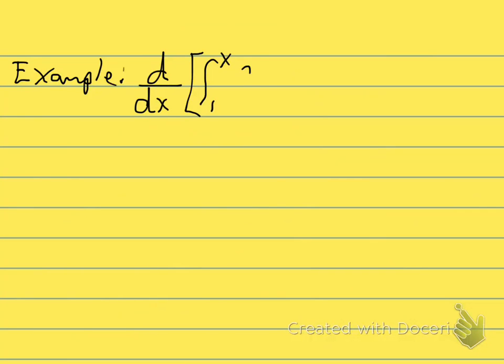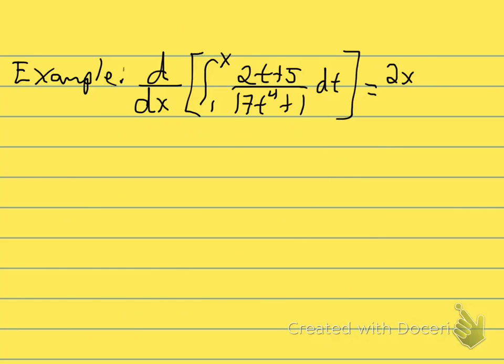Okay. So we'll do one that's real straightforward. Let's say that we want to take the derivative of the definite integral from 1 to x of (2t plus 5) over (17t to the 4th plus 1) dt. Essentially what's happening is the derivative is going to undo the antiderivative, and we'll be left with the original function. It will just be in terms of x instead of t. So real straightforward.